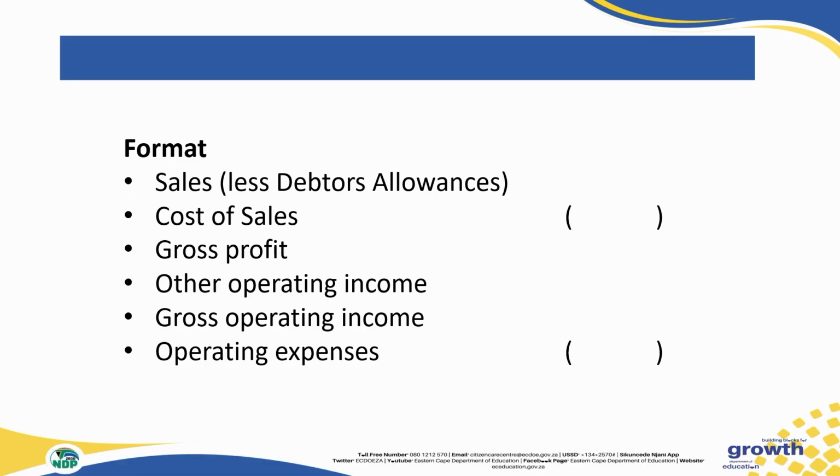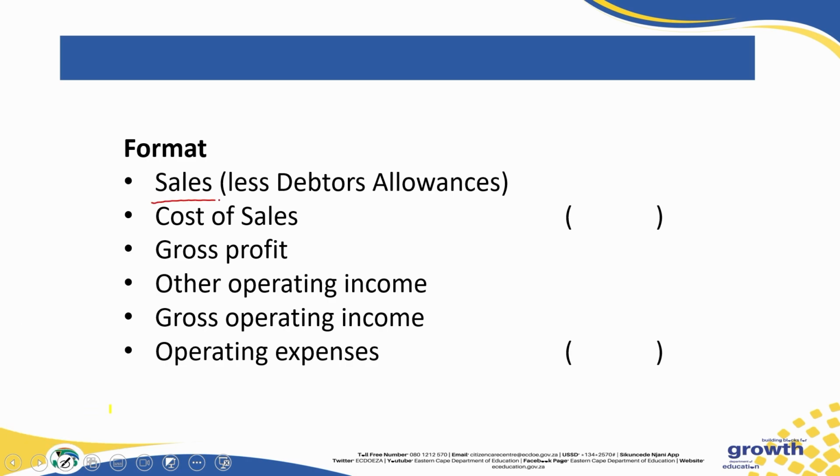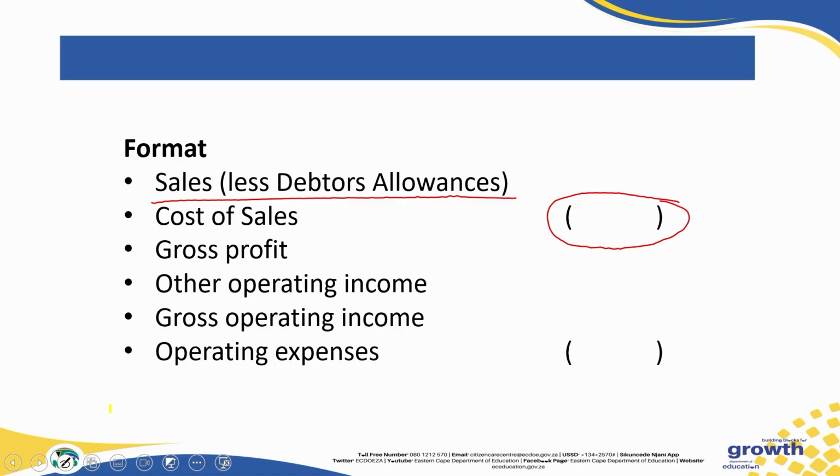Now, let's have a look at our format for the statement of comprehensive income. We start with sales. With our sales, we need to remember to minus our debtors' allowances, as we always know with our sales. After that, we minus our cost of sales. Our cost of sales is our first bracket out of 4 brackets.